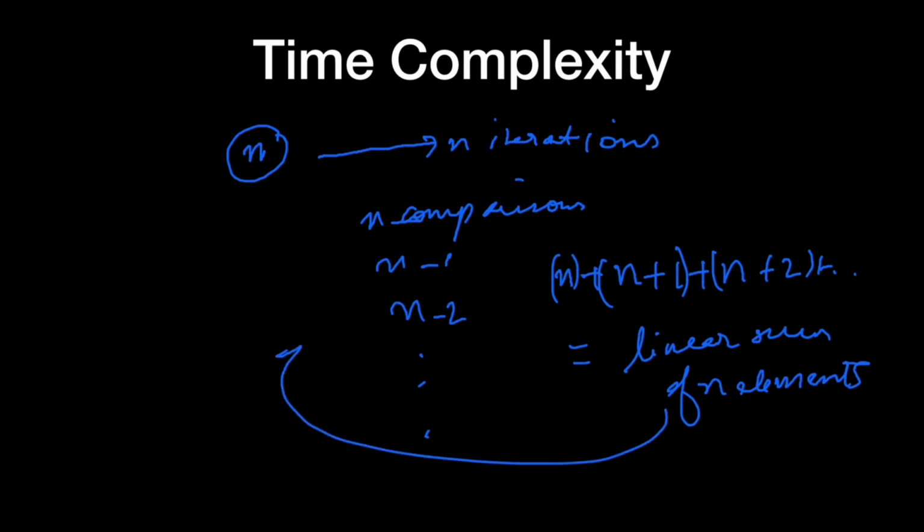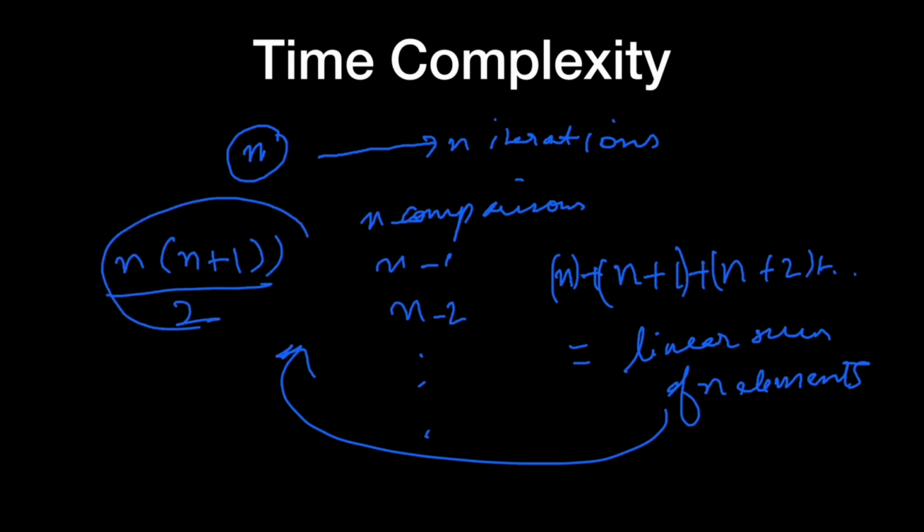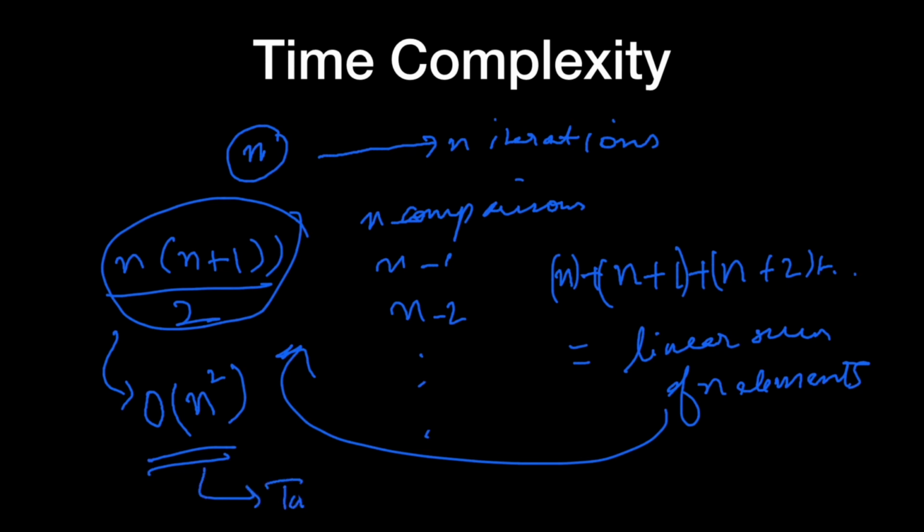And this can be broken down into a formula which is n plus 1 by 2, which approximately can be equated to O of n square, which becomes the time complexity of selection sort.